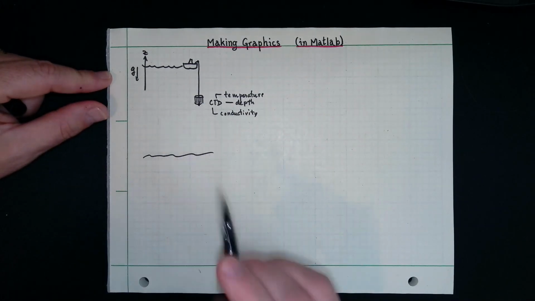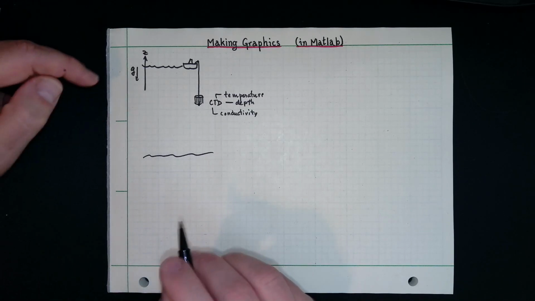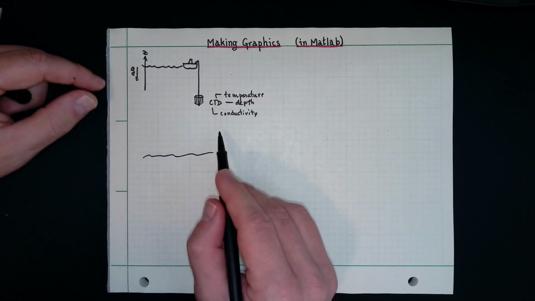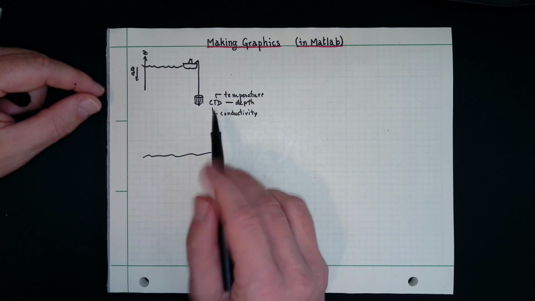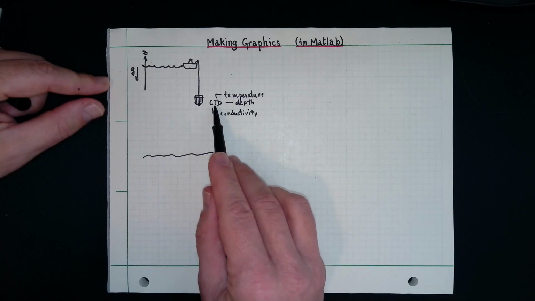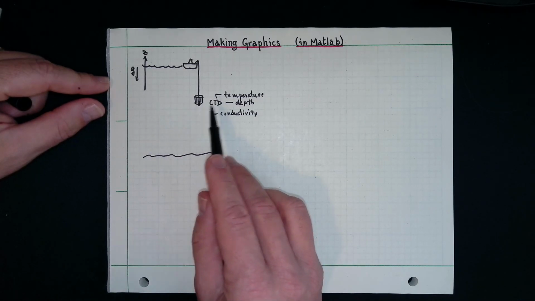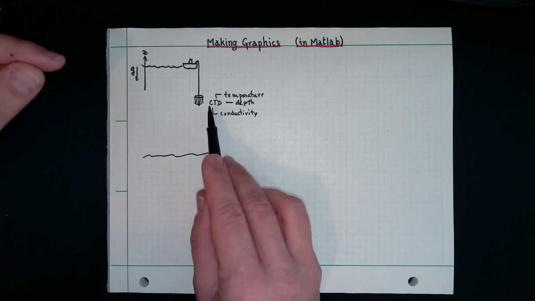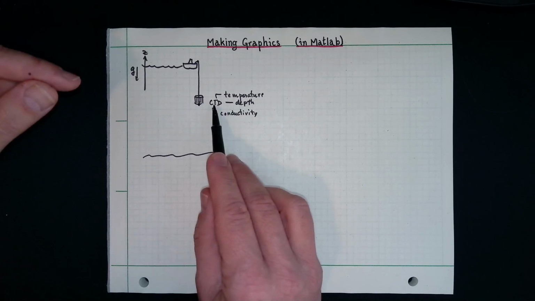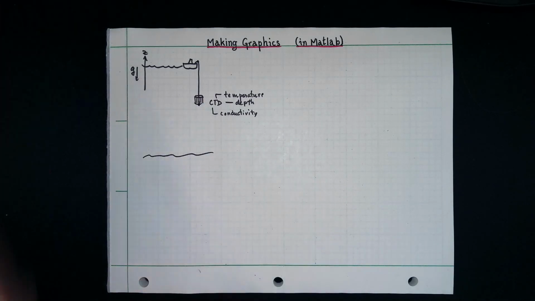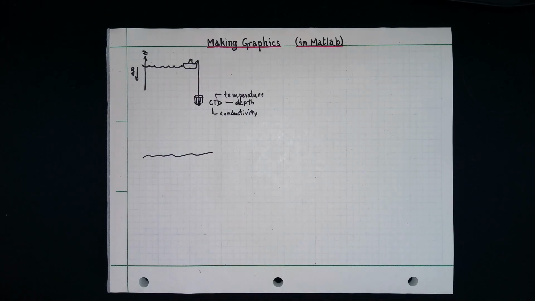And I guess the interesting thing for the purpose of this example is that while it is true that temperature is a function of depth and salinity is a function of depth, temperature is not a function of salinity, and salinity is not a function of temperature. So these are independent variables, or they're both dependent on depth.